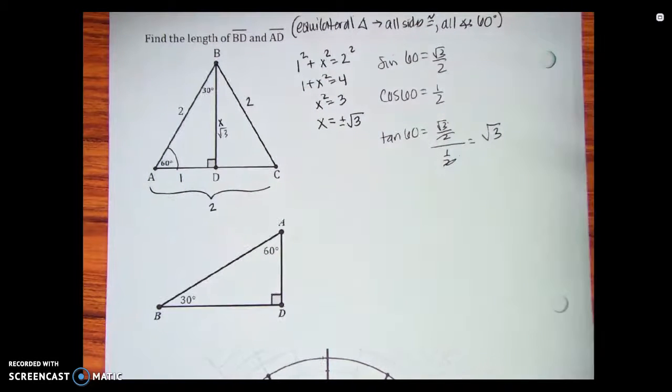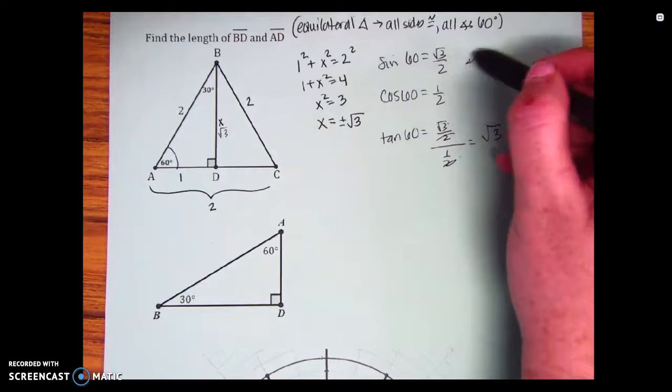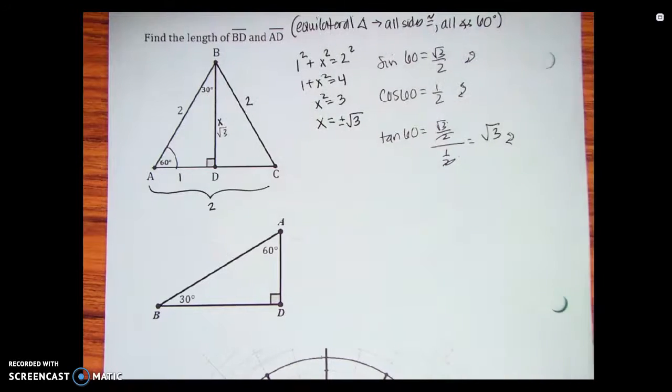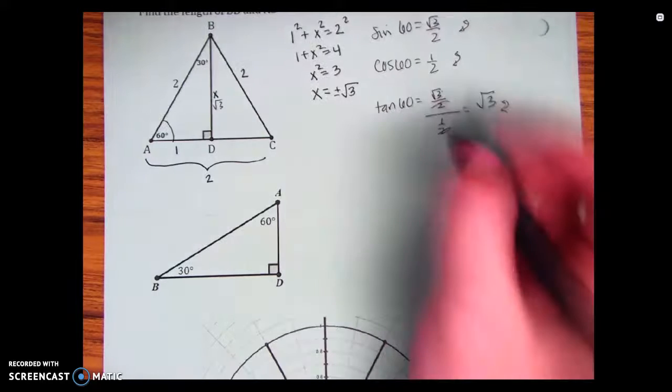Again, if I want to find the reciprocal values of these, I take that and I flip it. I take that and I flip it. I take this and I flip it. You flip all the values to get your reciprocal functions. Sine of 30 is a little bit different.